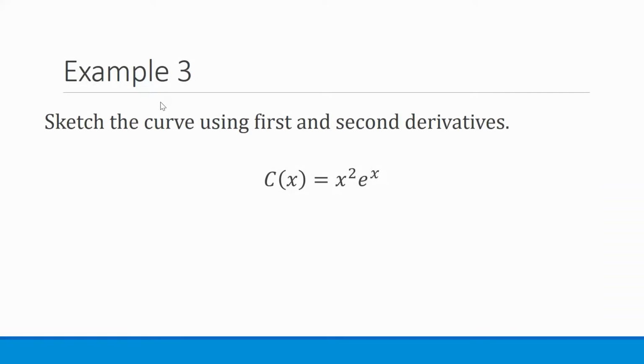In example 3, we're going to look at a different type of function, one that mixes polynomials and exponential functions. We are going to sketch the curve using the first and second derivatives of c of x equals x squared times e to the x power. So there is my function.